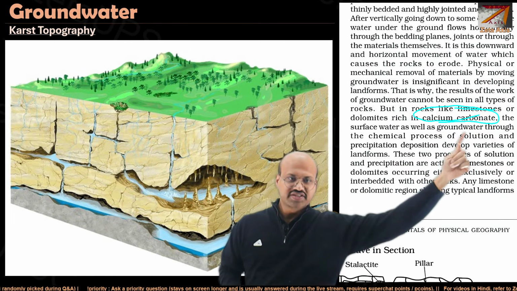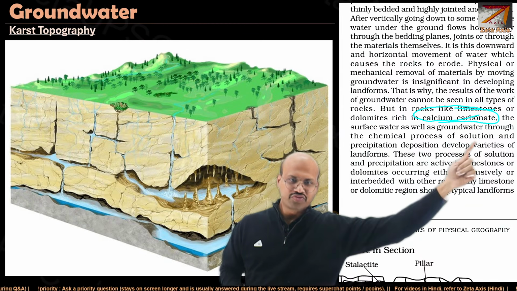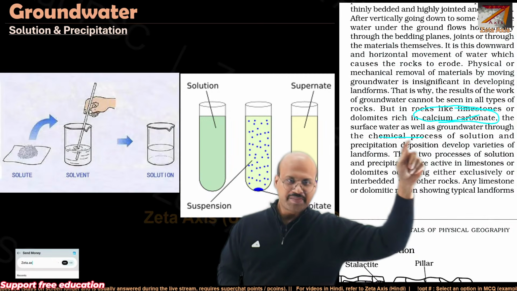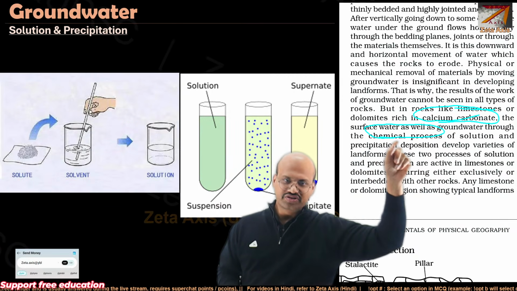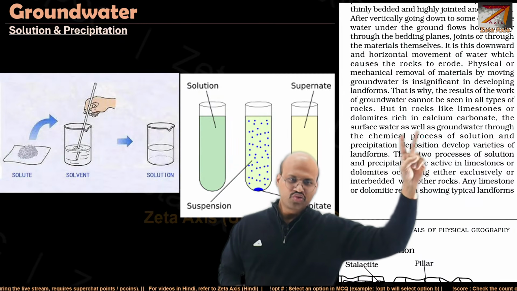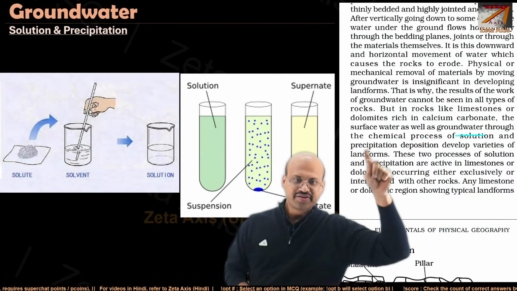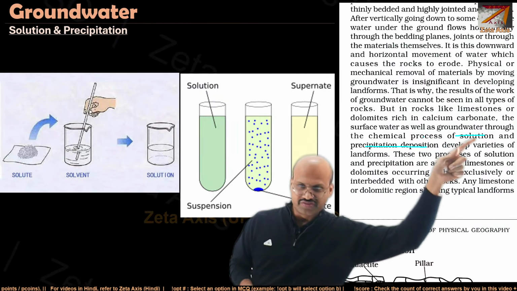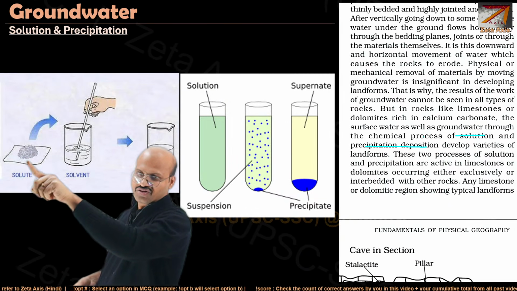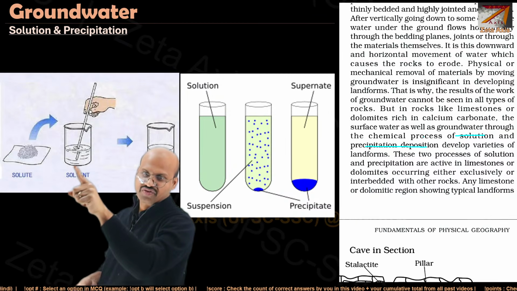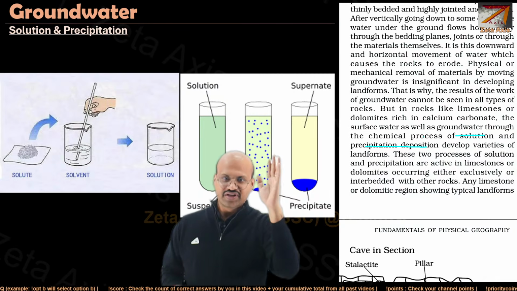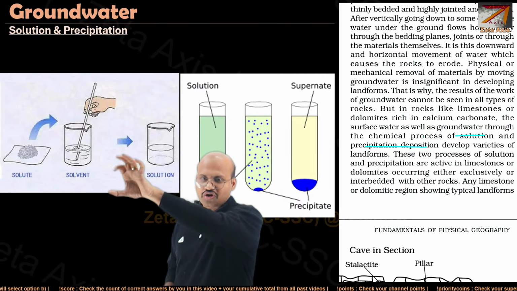The surface water as well as groundwater, through the chemical process of solution and precipitation, deposition. So see, there is only chemical process of erosion and deposition occurring over here. And in the chemical process, there are two processes, specifically solution and precipitation. So we know what is solution. Here we have considered that there is this salt, NaCl, or common salt, and if you dissolve it in water, then it dissolves, the salt disappears. Now if the water flows away, the salt will also be removed. So this is the solution action.